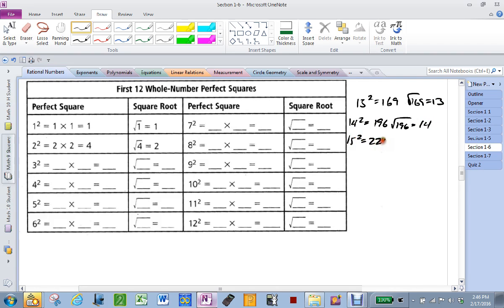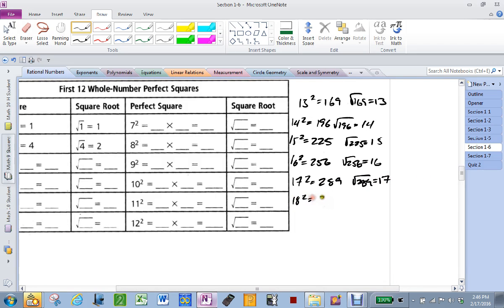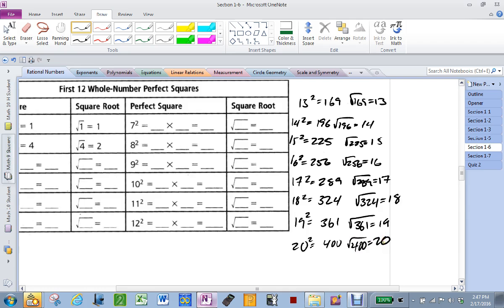15 squared is 225, so root of 225 is 15. 16 squared is 256, so root 256 is 16. 17 squared is 289, root 289 is 17. 18 squared is 324, so root 324 is 18. 19 squared is 361, so root 361 is 19, and 20 squared is 400, so root 400 is 20. I'll wait a second with that, make sure you get it all.